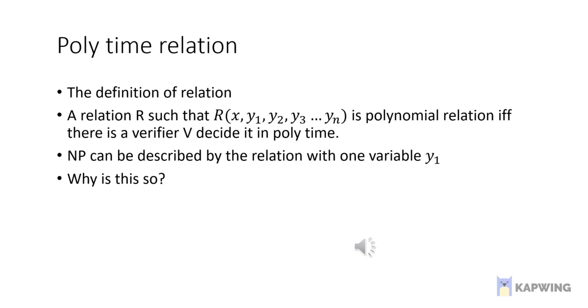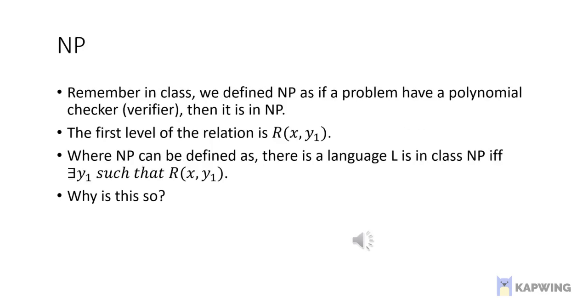And I'm gonna say that you can describe NP by the polytime relation with only one variable y1, which is the base case of the relation. But why is this though? Remember during the class, we defined NP by the guessing and checking trick. We non-deterministically guess an instance and check it in some polytime.